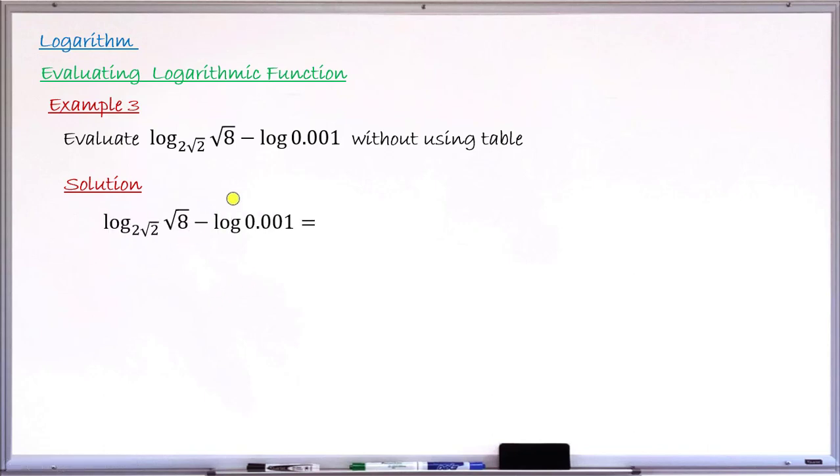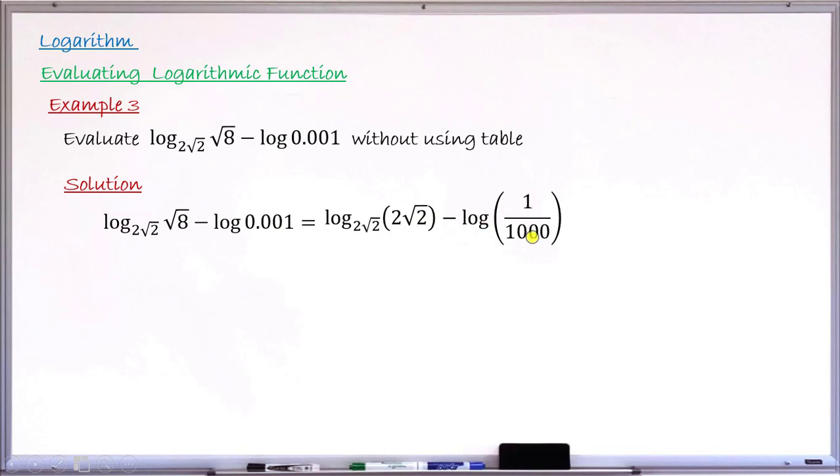Now look at root 8. I can simplify it further because I can factor 4 times 2 instead of this 8, and 4 is a perfect square. So this surd can be simplified further. Similarly, 0.001 can be changed to a fraction. Let me do that. So root 8 will now give you 2 root 2. That is, inside the bracket, you have 4 times 2 instead of 8, and the root of 4 gives you this 2 outside, then times root 2. Then 0.001 changed to a fraction gives you 1 over 1000.